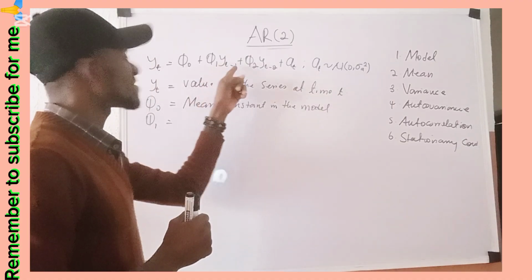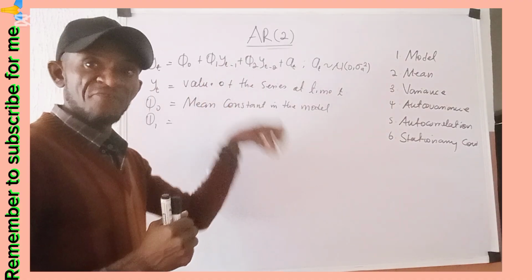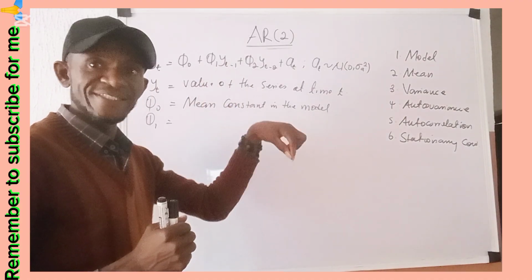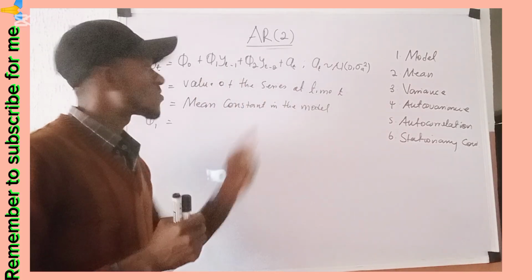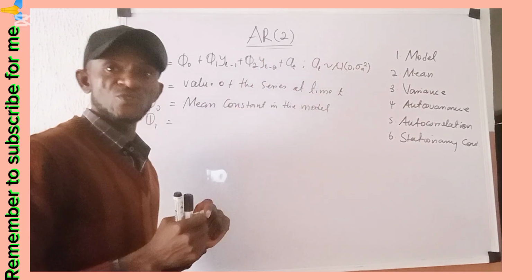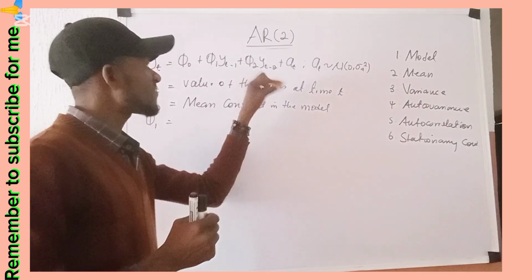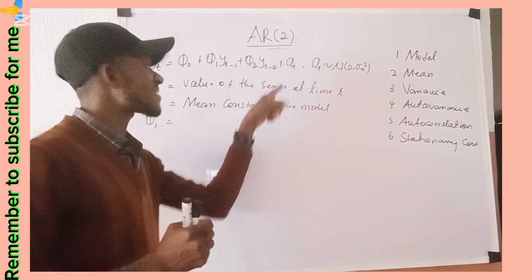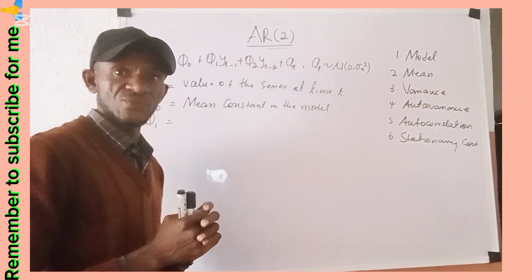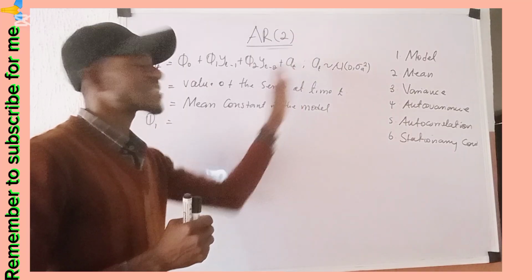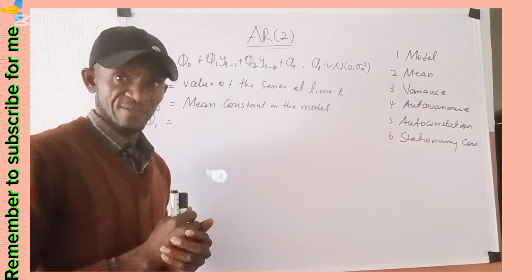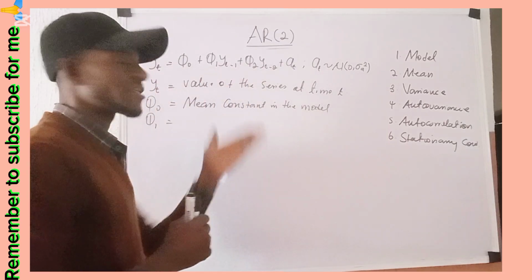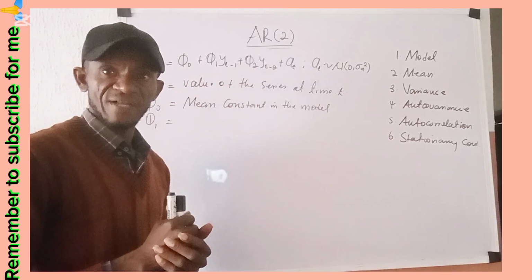What is our y of t minus 1? It is the previous observation of the series at time t minus 1. What is y of t minus 2? It is the previous value of the series at time t minus 2. Then what is our a of t? The white noise term in the model. So this is the explanation of the terms in the model.